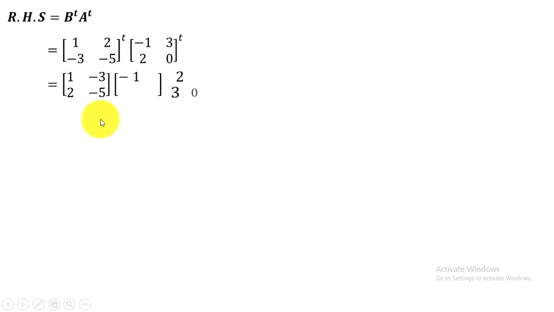The right hand side is equal to B transpose into A transpose. First, we find the transpose of matrix B and the transpose of matrix A. The transpose of matrix B is equal to the matrix having elements 1, -3, 2 and -5. Similarly, the transpose of matrix A is equal to the matrix having elements -1, 2, 3 and 0. Now find the product of these two matrices.